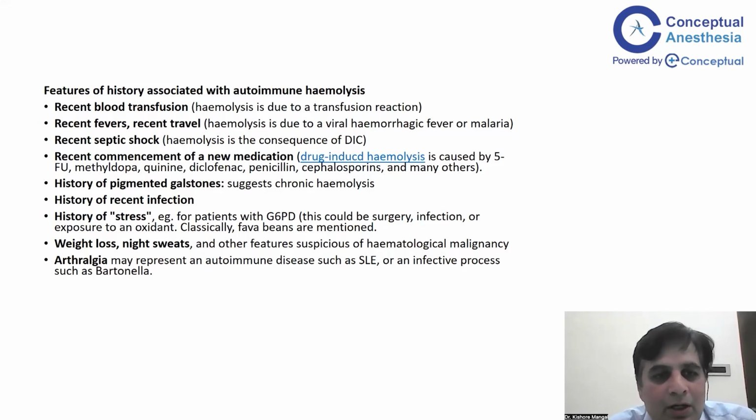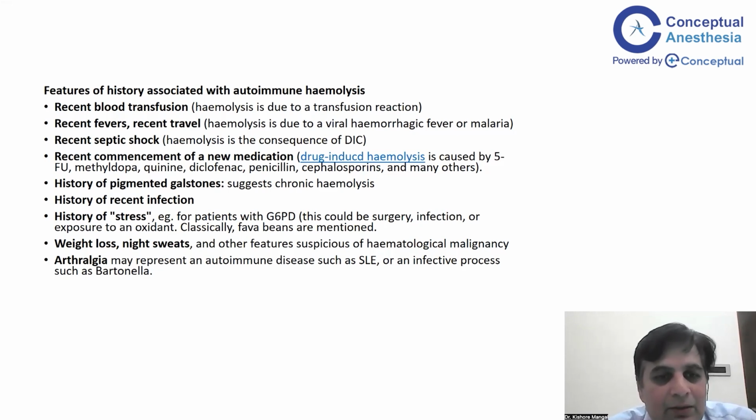So how to remember which history is important for analysis of autoimmune hemolysis? You must see, there might be some clues given in the MCQ. If there is a history of recent blood transfusion, then it could be because of a transfusion reaction. History of recent fever or travel, then viral hemorrhagic fever or malaria can be the reason. Septic shock, again very important. Septic shock itself can lead to hemolysis because of the presence of DIC.